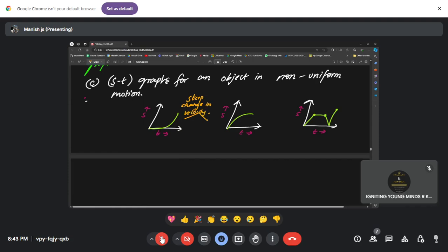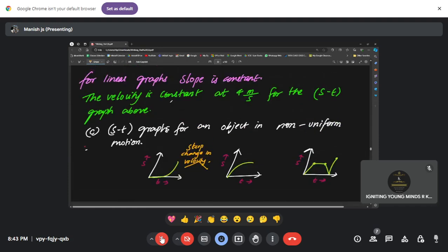The other one, there is a gradual change. There are ups and downs. It remains constant also for some time, and then again it increases. So that's about the different types of displacement time graphs. Now we have covered all the aspects of displacement time graphs. We have looked at different types. We have seen examples for a better understanding.